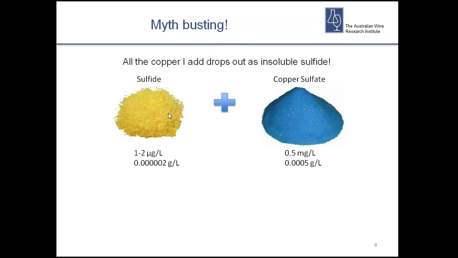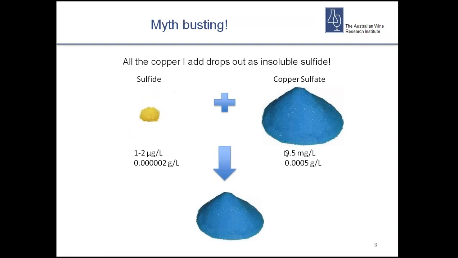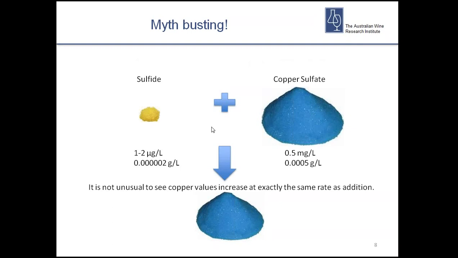But it's very important to remember that the amounts of sulfur compounds present in our wine, specifically the volatile sulfur compounds, are present in microgram per liter concentrations, whereas we're adding our copper in milligrams per liter concentrations. So in reality, the picture looks a little bit more like this, that we're adding a lot more copper to react with a small concentration of sulfur compounds, and thus we're ending up with increased residual copper in our wine. And it is not unusual to see that our copper values actually increase at the same rate as our copper additions in the winery.